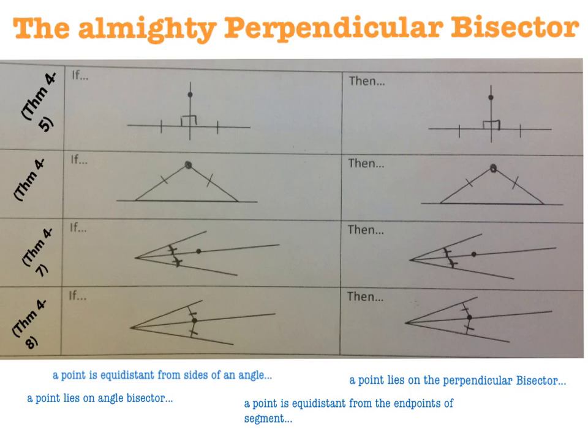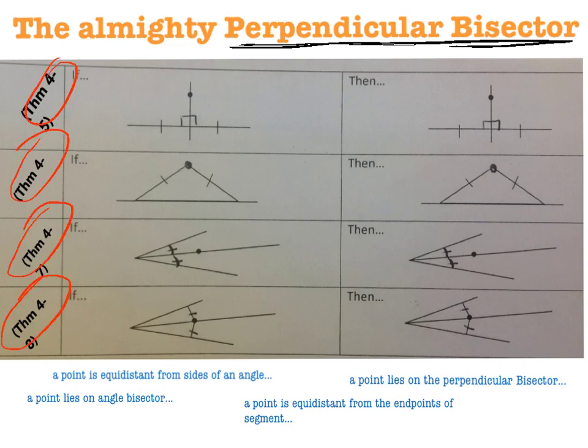Now we're in kind of the middle section of your notes, and I'd like you to write the title, The Almighty Perpendicular Bisector. This section is all about perpendicular bisectors only. So the first thing you can do is fill in theorem 4-5, 4-6, 4-7, and 4-8. Those are just for reference really. And then what I'd like you to do is to think about the diagram that's given in these 4 theorems. What I did is I drew the diagram but took out the hypothesis and conclusion for each of these theorems.